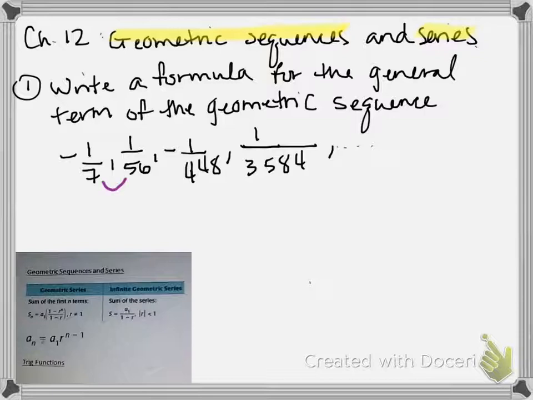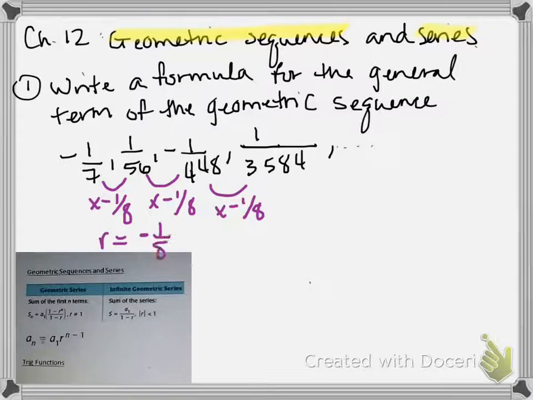So I'm noticing that to get from negative 1/7 to 1 over 56, I would need to multiply by negative 1/8. Same thing to get to the next term, and same thing to get to the next term, multiplying by negative 1/8 each time. That tells me something important. It tells me that my constant ratio r is negative 1/8. I'm going to use that information to write a rule.